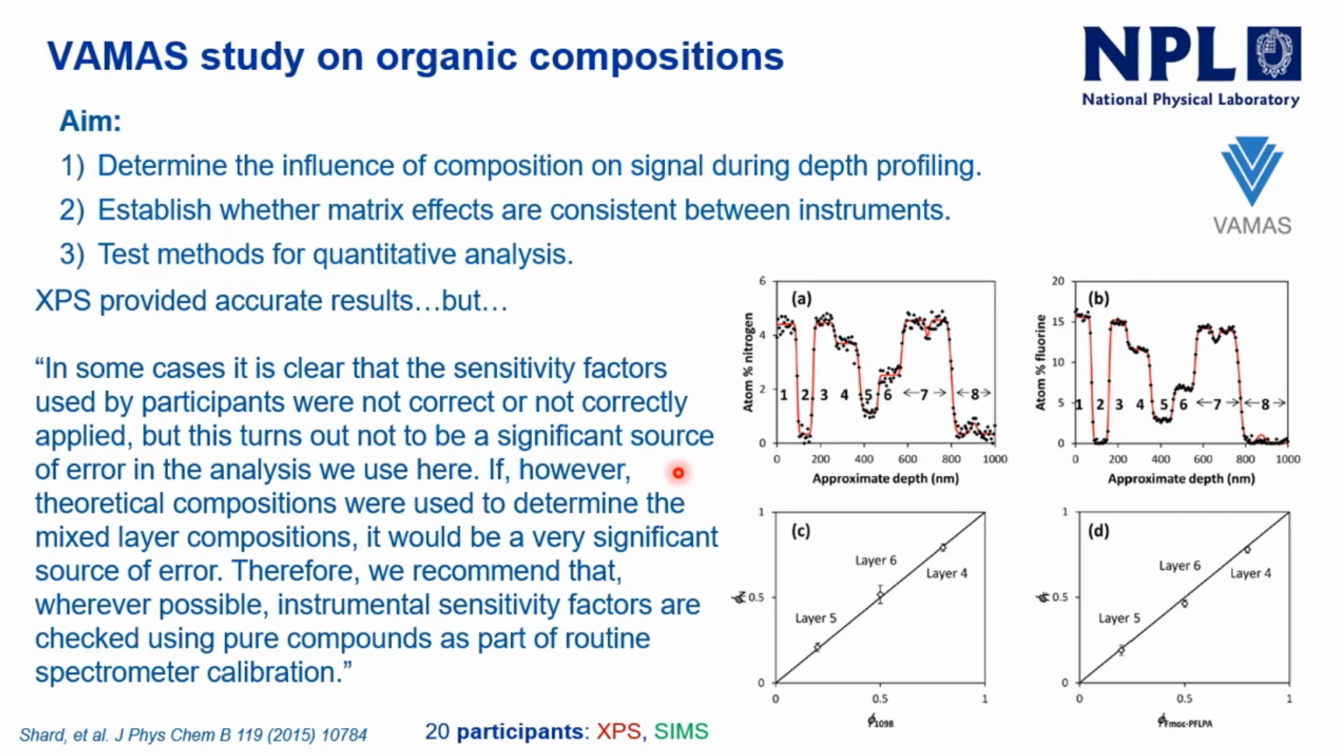It's not a significant source of error because we weren't using those in this analysis. But if we had, then there would have been a very significant source of error, by which I mean in some cases a factor of 2.